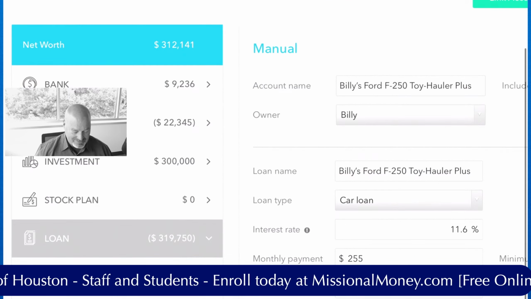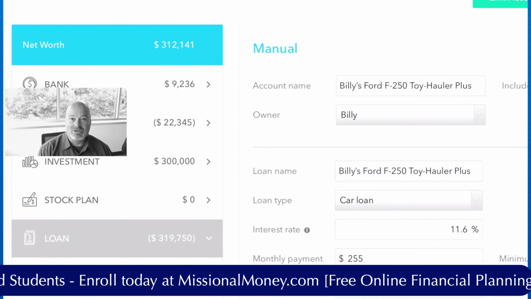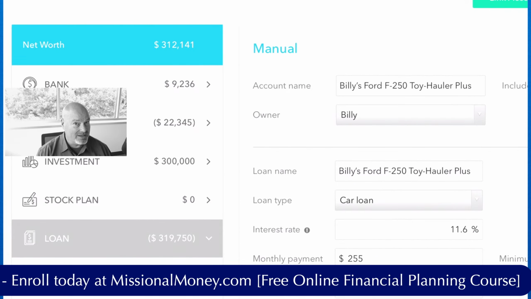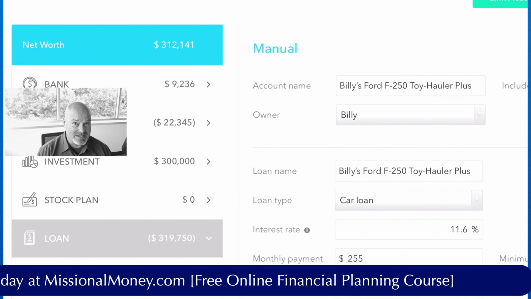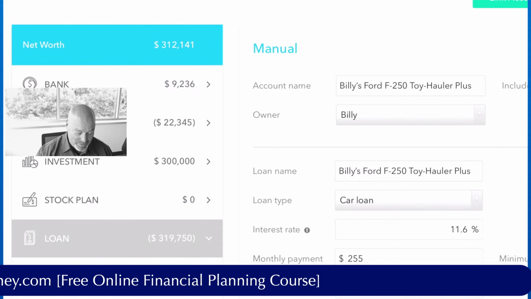So this is one of my favorite lessons to teach to students who, like me, when I was buried in debt, didn't realize how much it was costing me to pay the minimum payment.